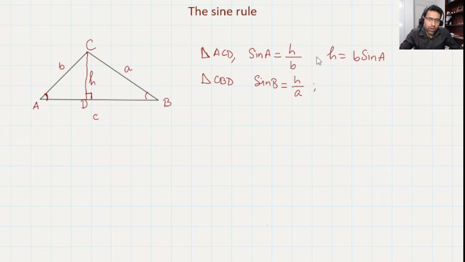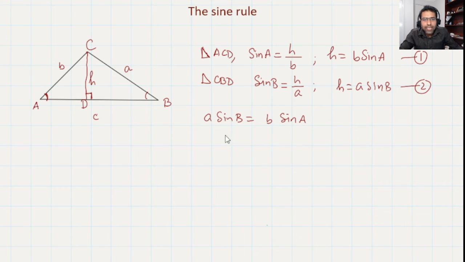So opposite over hypotenuse, right? Then you can write down H equal to A sine B. So it means H is also equal to B sine A. So can I write down A sine B equal to B sine A? The first one and the second one are the same, right?